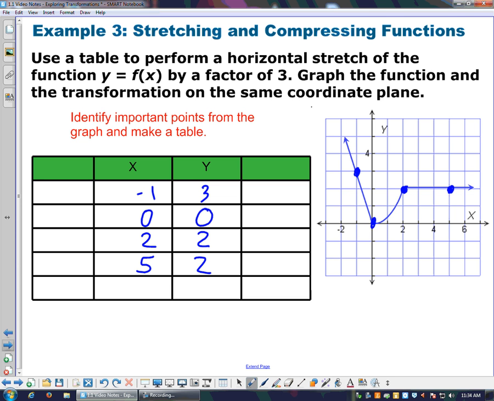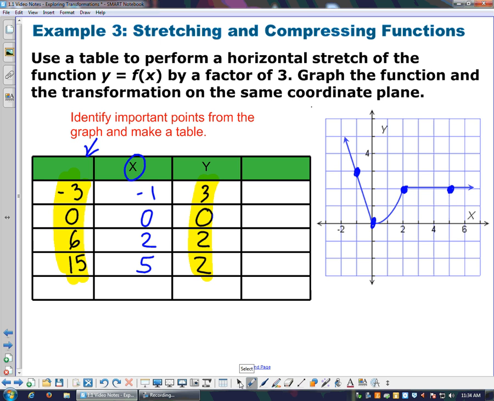Okay, and so if we want to do a horizontal stretch, do we want to use this column here or this column? Well, which are we going to be changing? Are we going to be changing the x or the y? A horizontal stretch is going to change the x coordinate, and so we're going to be working with these x coordinates. We're going to multiply them all by 3. So instead of -1, we're going to have -3. 0 times 3 is still 0. 2 times 3 is 6. 5 times 3 is 15. So what we really want to graph then is this new x column and our y column.